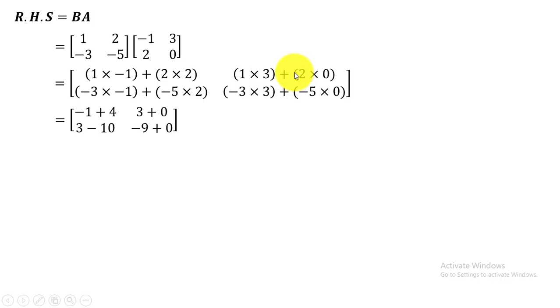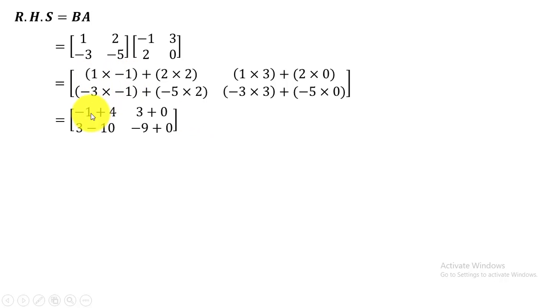Top right entry is obtained by the product of first row with second column: 1 times of 3 plus 2 times of 0. Bottom left entry is obtained by the product of second row with first column: negative 3 times of negative 1 plus negative 5 times of 2. Bottom right entry is obtained by the product of second row with second column: negative 3 times of negative 3 plus negative 5 times of 0.